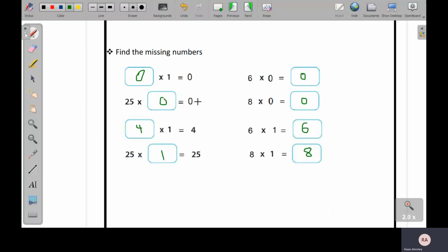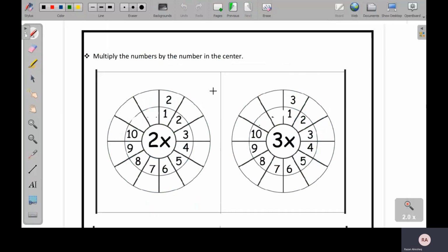These 2 rules help you solve these problems quickly. So make sure you guys fully understand them. And whenever you see a number multiplied by 0, know that it's 0. And any number multiplied by 1 gives you the same number. Okay, guys? Now, let's move on.